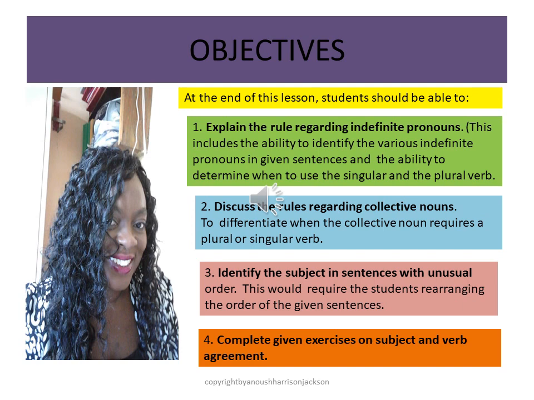2. Discuss the rules regarding collective nouns. This would mean that they would be able to differentiate when the collective noun requires a singular or plural verb. And 3. Identify the subject in sentences with unusual order. This would require the students rearranging the order of the given sentences. And lastly, complete given exercises on subject and verb agreement.